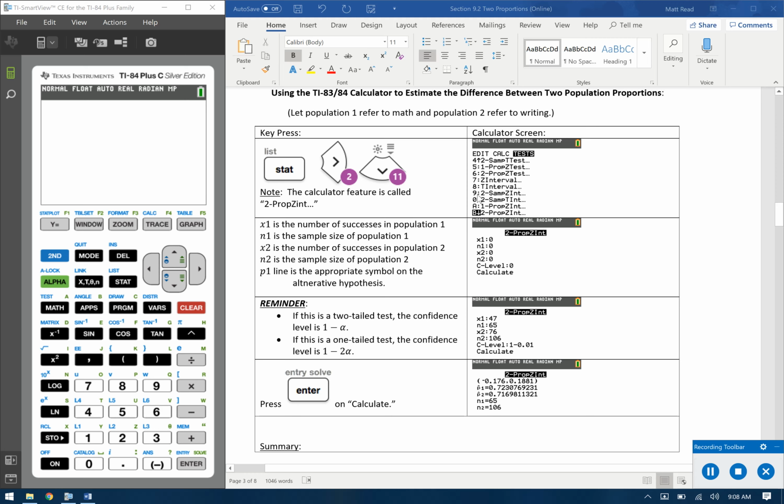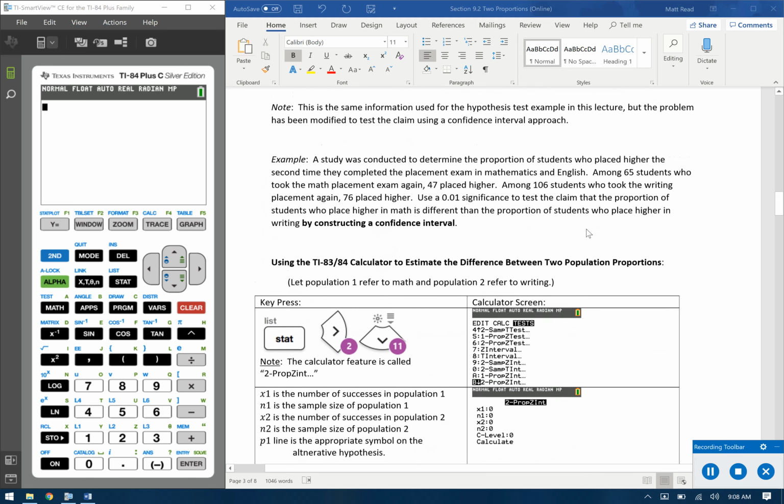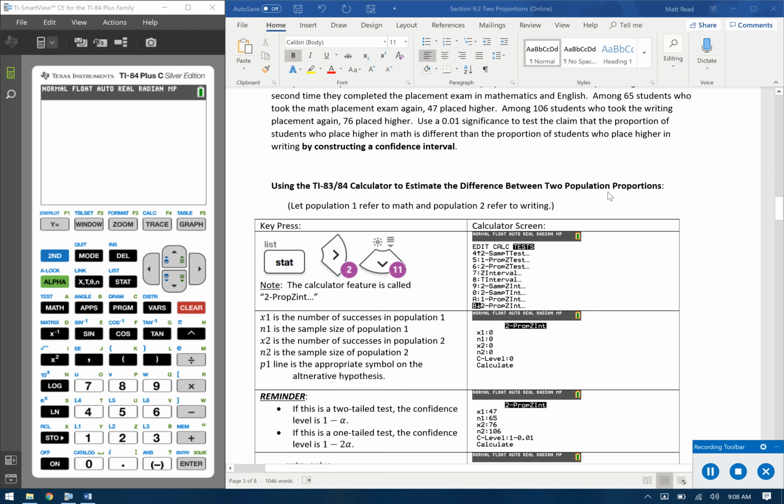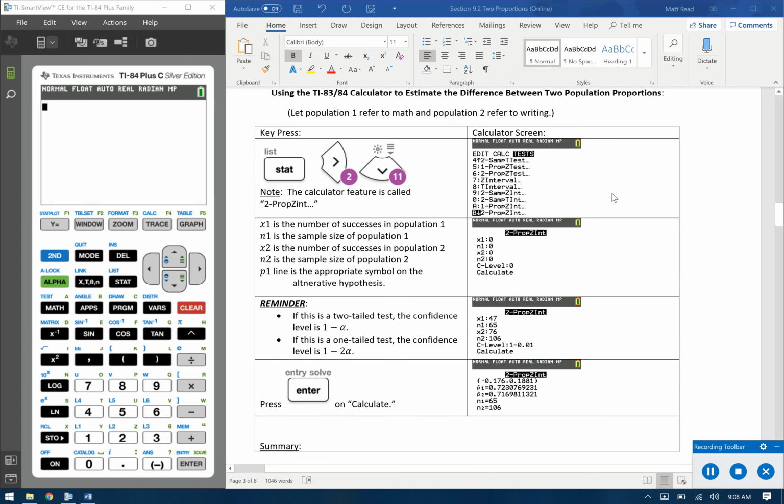This video will walk you through using your calculator to estimate the difference between two population proportions. We have let population 1 refer to math and population 2 refer to writing in the example that we were doing before. As a quick heads up, which I'll say again in the classroom examples, normally we do not do the same problem as a hypothesis test and a confidence interval, but for the purpose of getting enough practice, this textbook and the author has asked that you do each method, and you're basically just showing that you get the same result each time. So we're going to go through and select the stat feature.